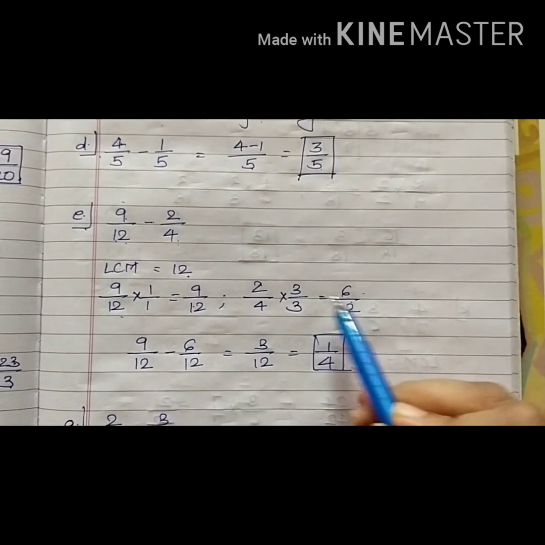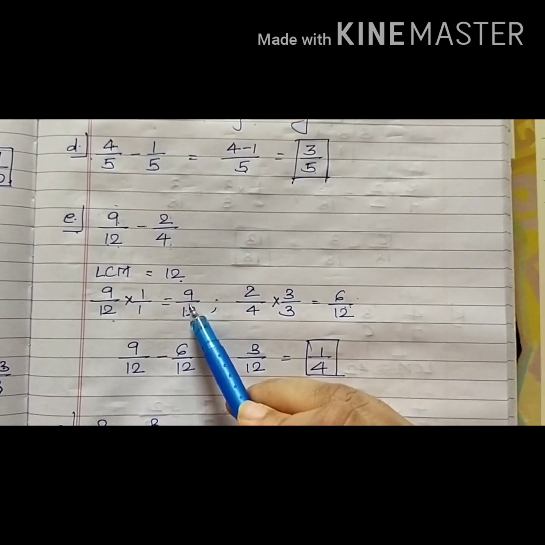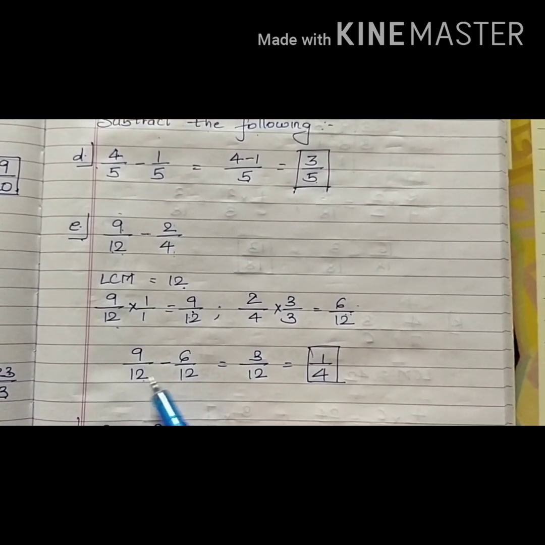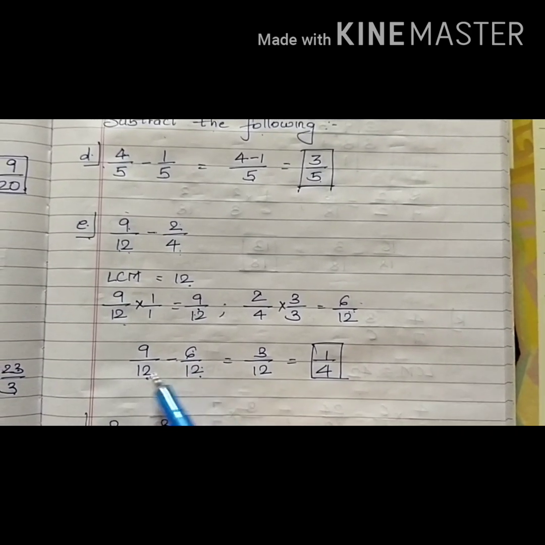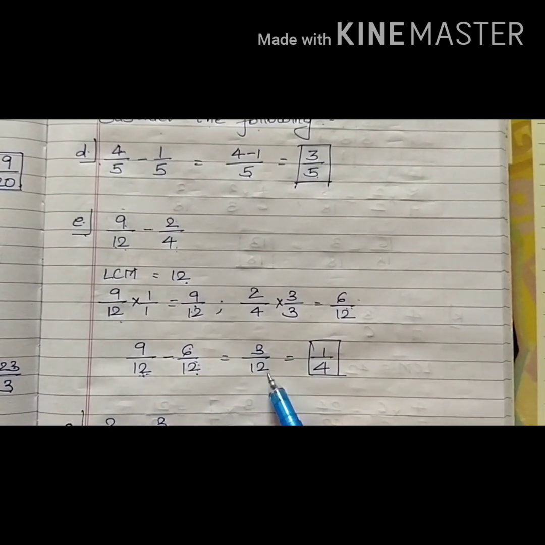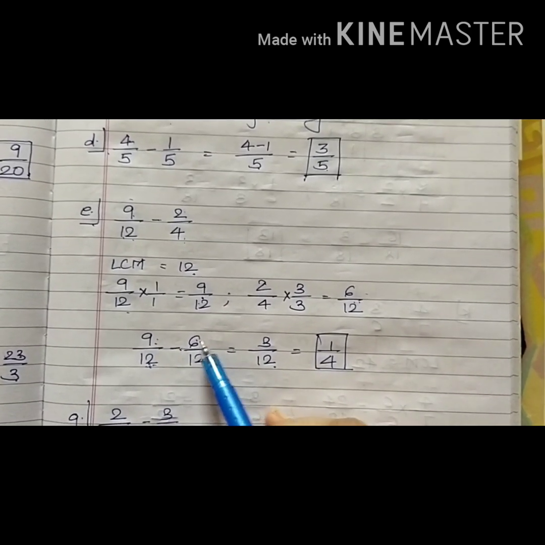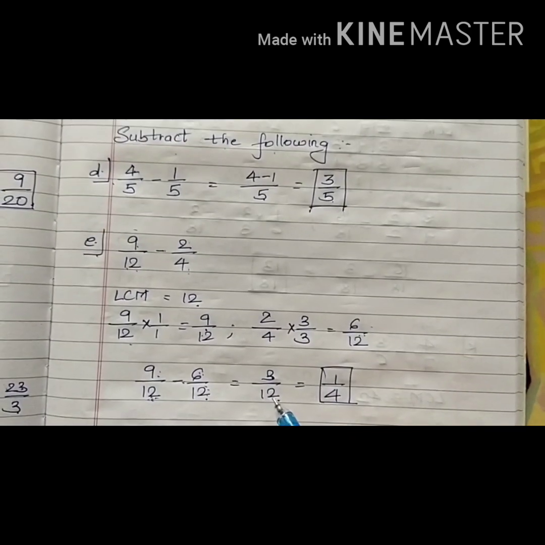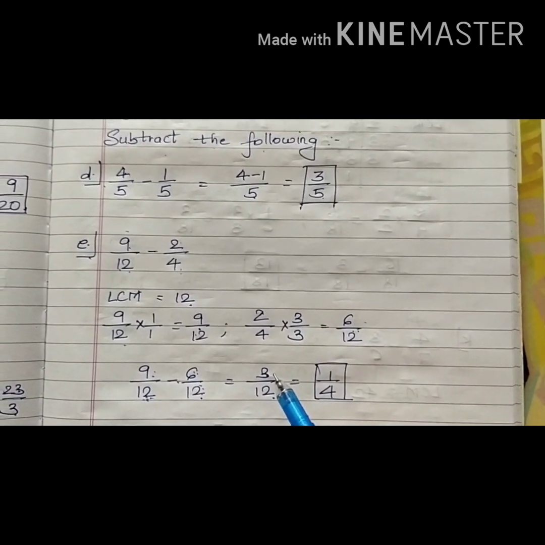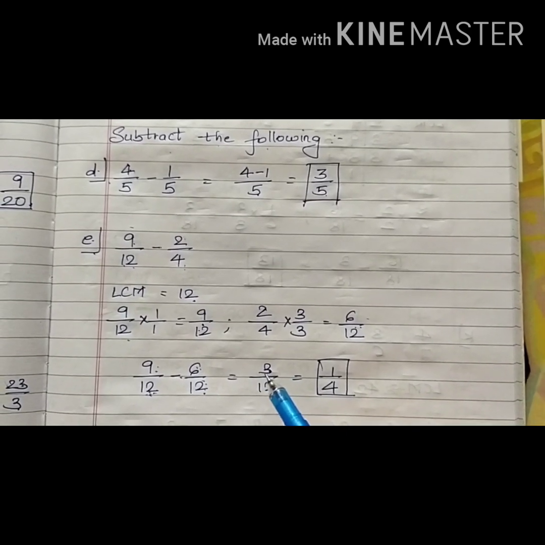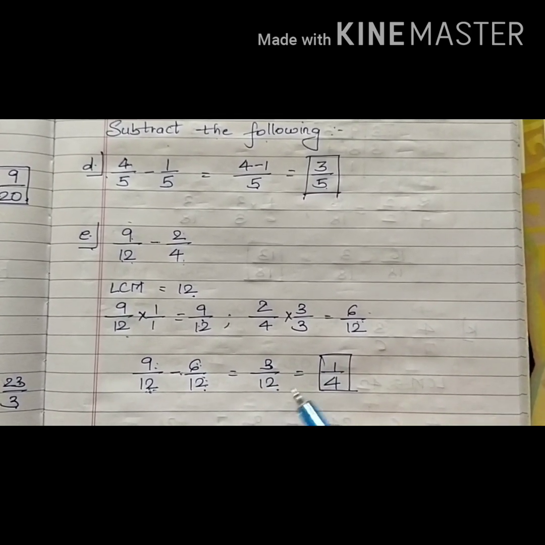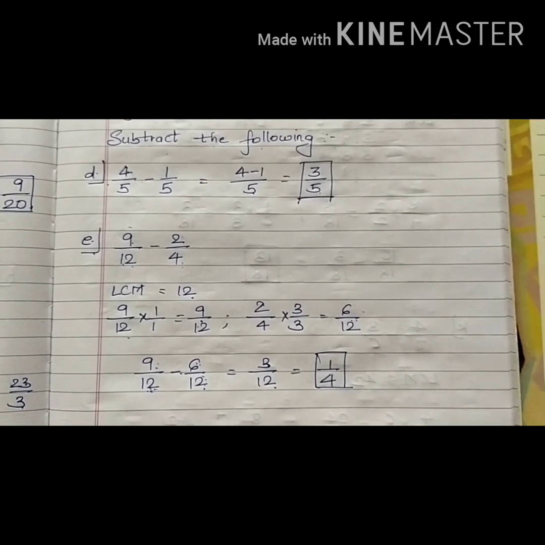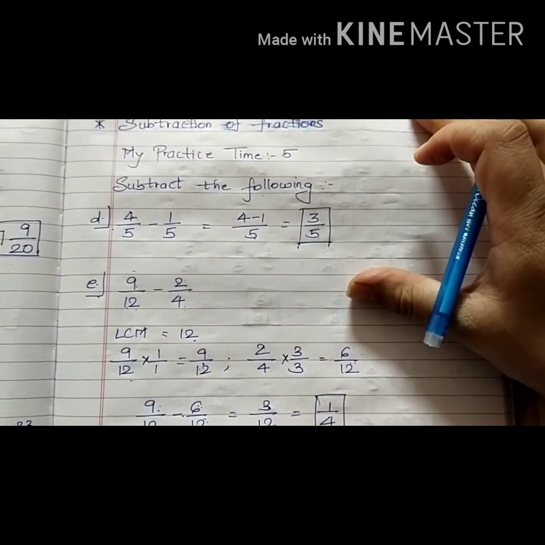Now I write these fractions together with a subtraction sign. After conversion to the LCM in the denominator, I get 9 upon 12 minus 6 upon 12. As the denominators have become equal, I will write it once, and 9 minus 6 gives me 3. Now children, observe 3 upon 12. Can it be reduced? Yes. 3 is a common factor which can reduce this fraction. So 3 1s are 3 and 3 4s are 12. So the fraction becomes 1 upon 4. I'll explain you one more example, children, from the same practice time 5.